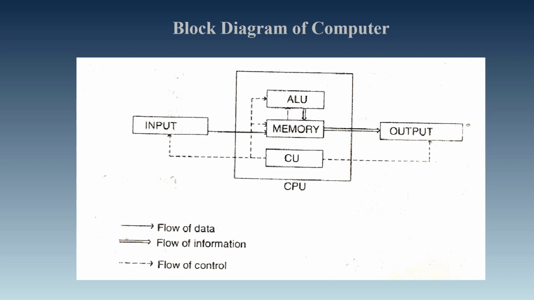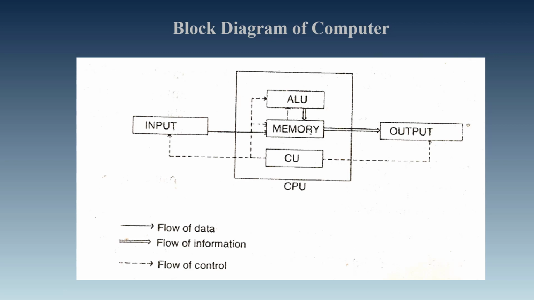Second line represents double headed lines. It's flow of information. Information is just the processed data. You give some kind of input to computer, it processes it and gives the output. This is the output from memory to output unit. And also ALU gives output to memory. It is represented by double headed line, and it's the information.